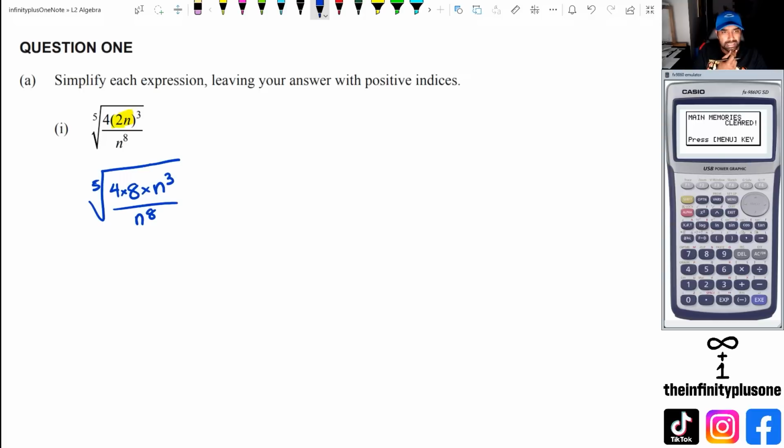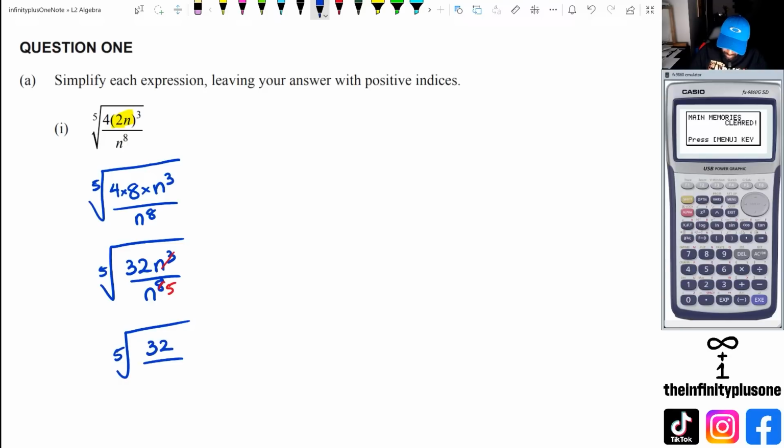So the next thing is I've got 4 times 8, that's going to be 32. So I'm going to have the fifth root of 32 and then n cubed divided by n to the power of 8. Now there's n cubed in the numerator and n to the 8 in the denominator, so I can cancel that out and I'm left with n to the 5 in the denominator. So what I've got is the fifth root of 32 over n to the power of 5. Now at this point, I can get rid of the fifth root symbol by simply putting it as a power of a fraction.